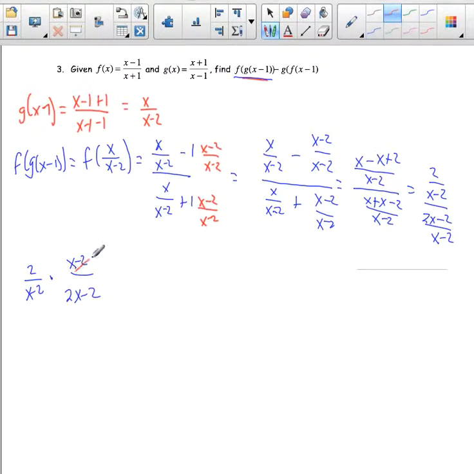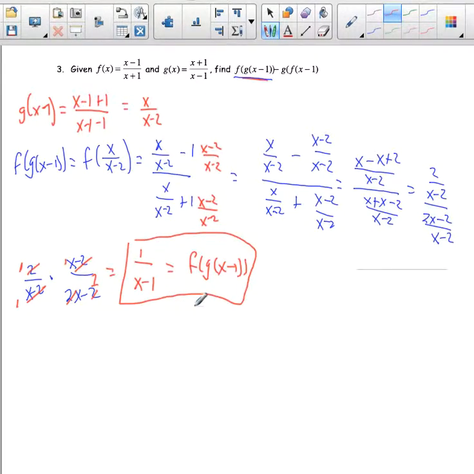I can cancel out the x minus 2s, those divide out to 1. And I can also cancel out a 2 here, so that'll become 1 over x minus 1. So this will be 1 over x minus 1. That is the first part of this, which is what f of g of x minus 1 is. Right, so we're going to come back to this in a little bit. 1 over x minus 1.